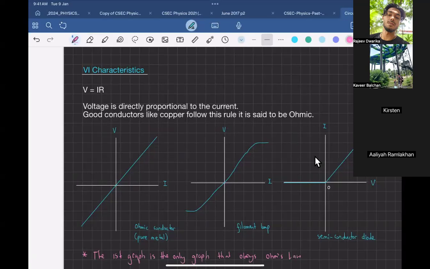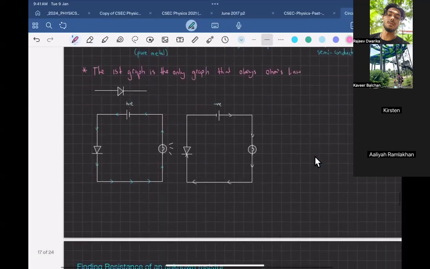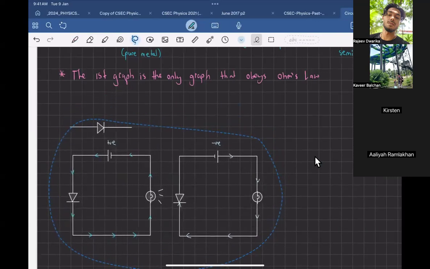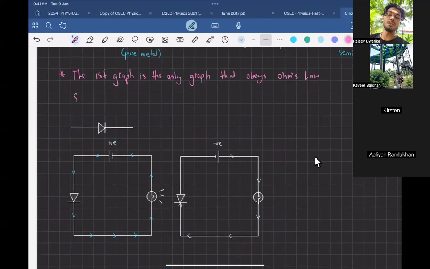Aliyah, I didn't see your diagram on the chat. I sent it now. Okay, right.